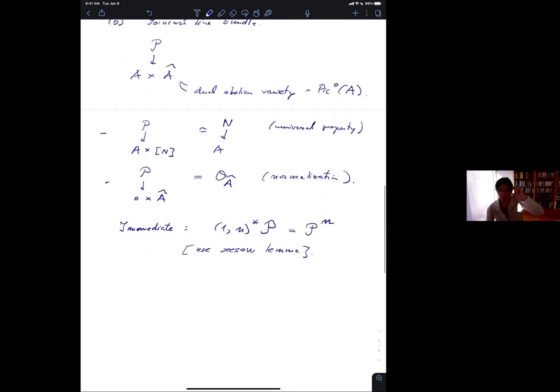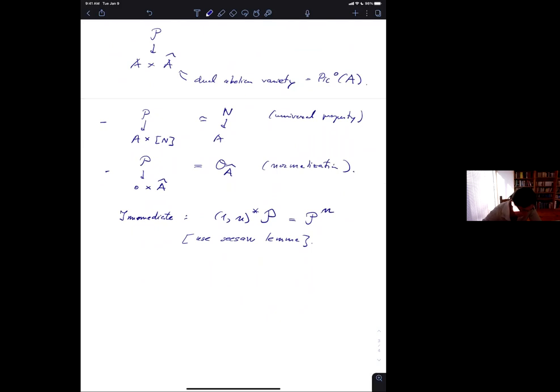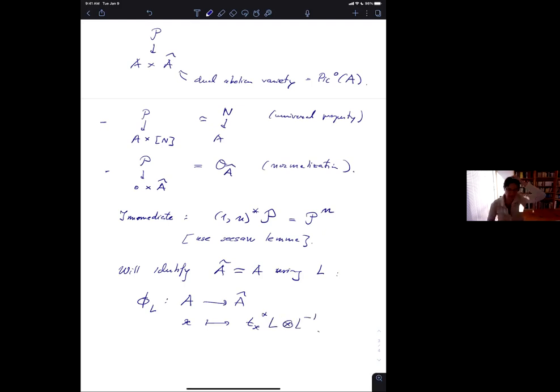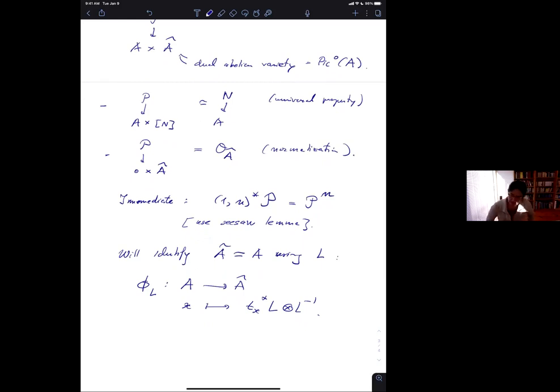For our purposes, we're going to simplify things. We're going to always identify the dual abelian variety with A. This is the last thing we're going to mention before we move on to start discussing the Fourier-Mukai transform. So we will identify A hat with A using the polarization L. This is Mumford's map phi L from A to A hat, where we send x to a line bundle of degree zero, of first Chern class zero. And this is a group homomorphism.